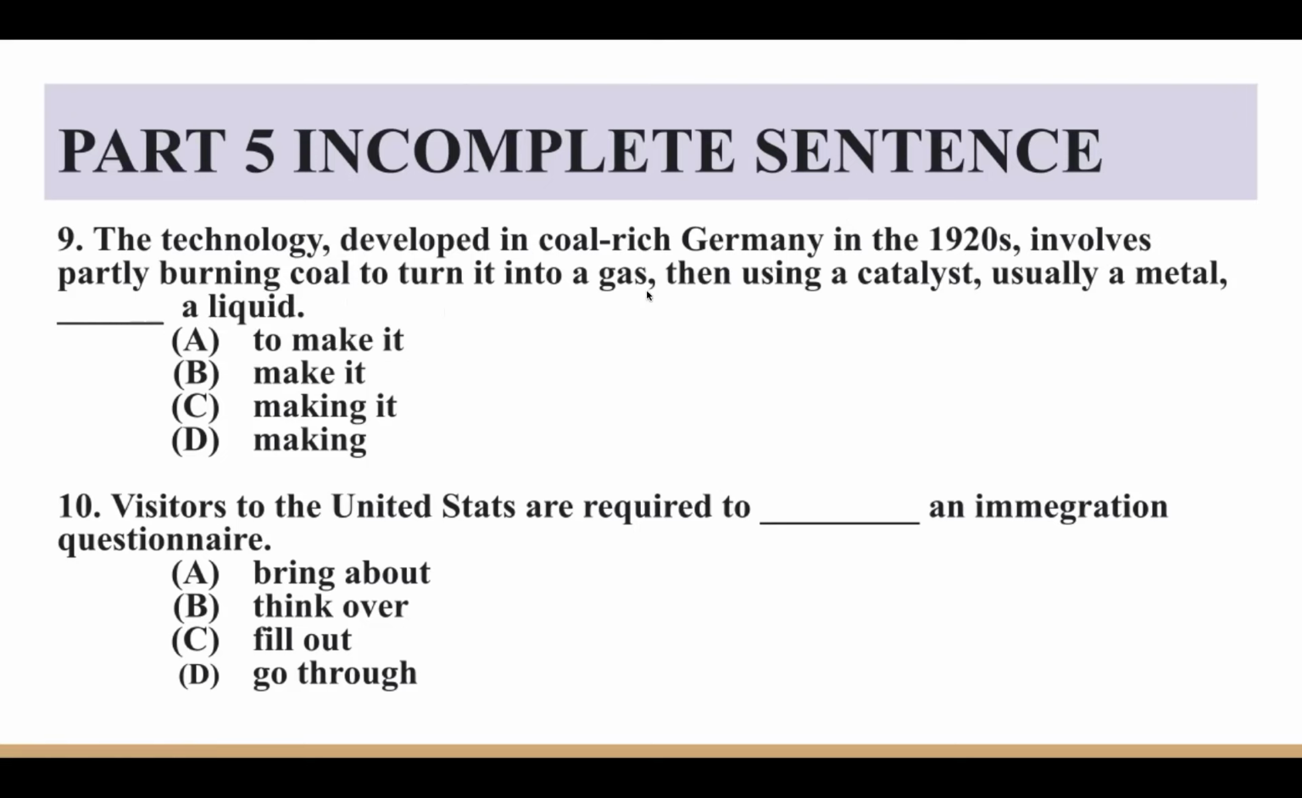So what we need here is that we have to have pronoun reference. So it must be maintained in this sentence, right? But actually we can see that, using a catalyst, try to make sure that it is parallelism, right? So the answer we go for is C. Yep. It's a little bit challenging here. Next, visitors to the United States are required to an immigration questionnaire.